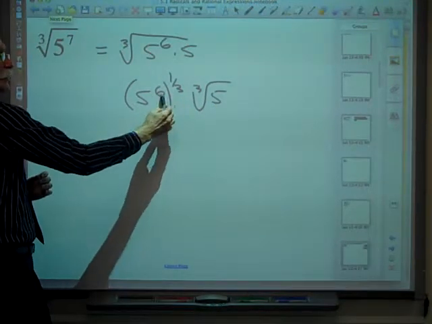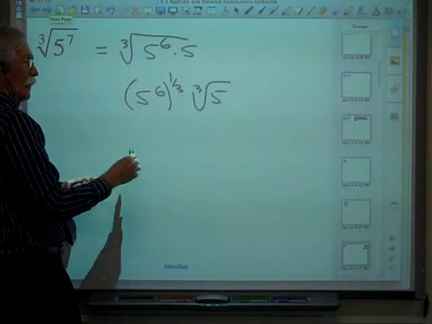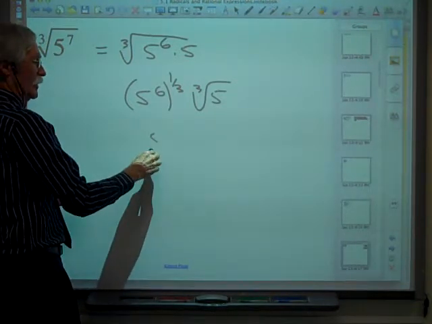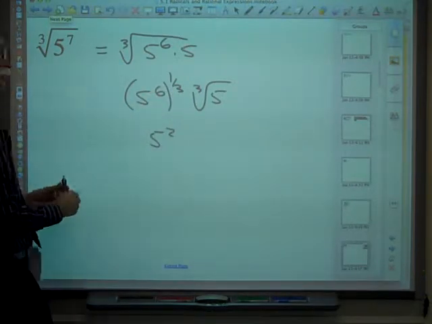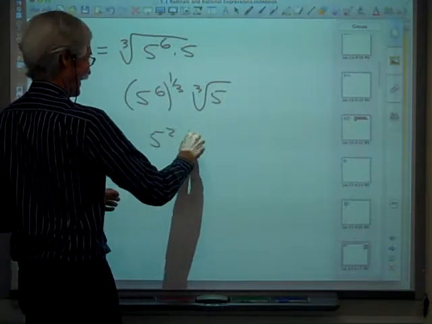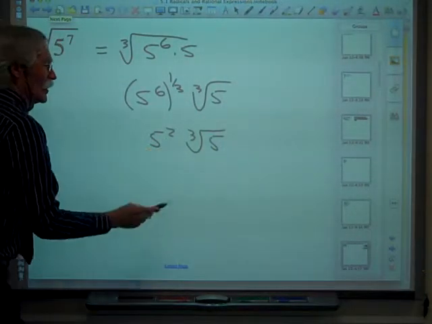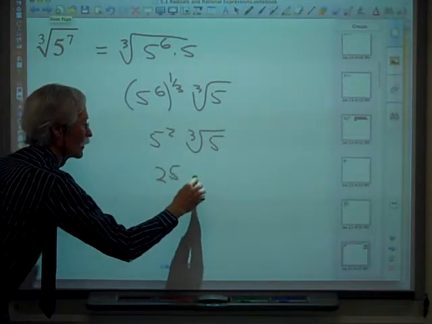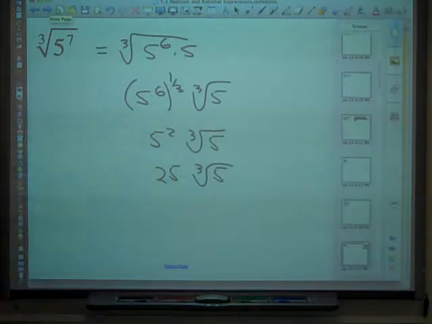What does this turn into? 1/3 of 6 is 2. Yeah, 5 squared. And what's 5 squared? 25. Yeah. Gotcha. I got one part wrong.